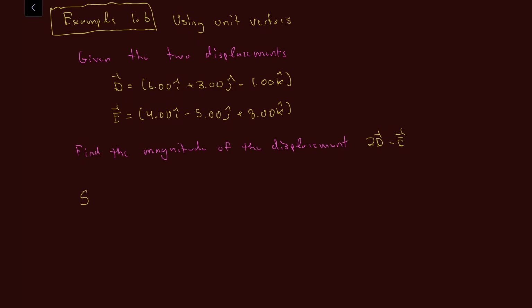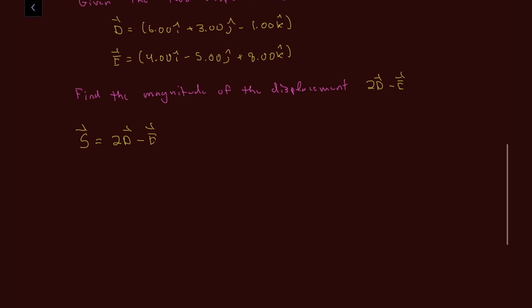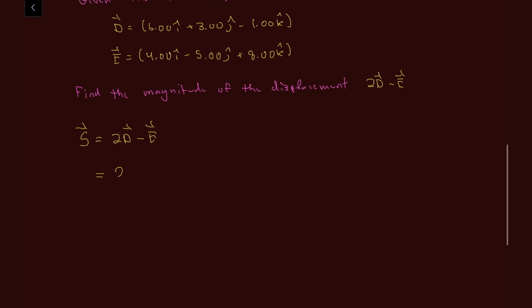I'm going to call the displacement s, which is going to be equal to 2d minus e. So let's just quickly solve this. So it's going to be 2 times d.